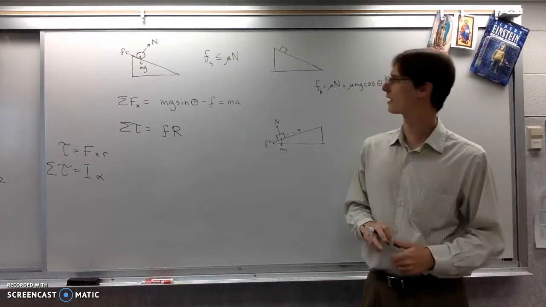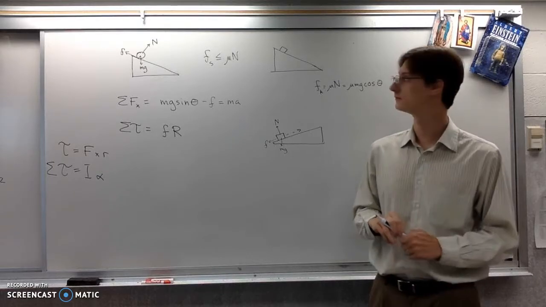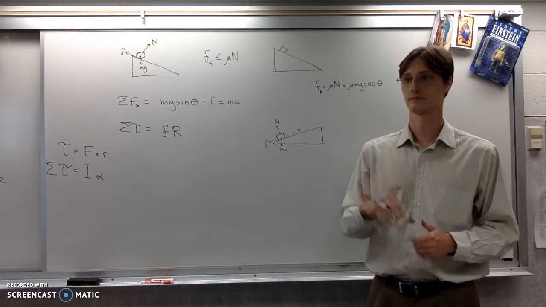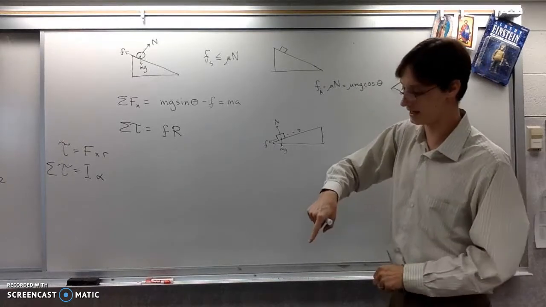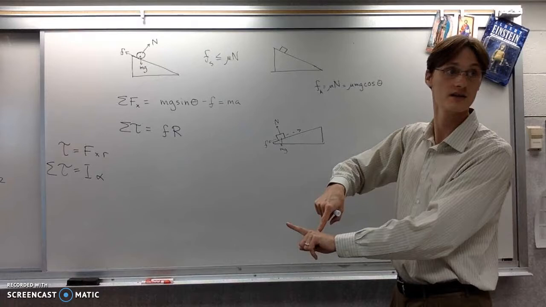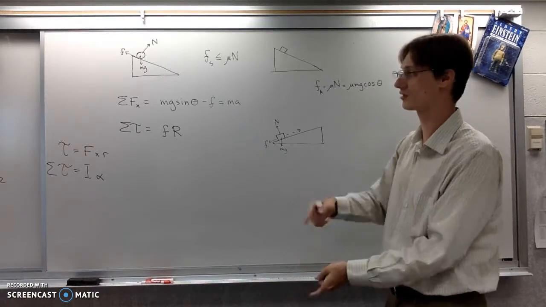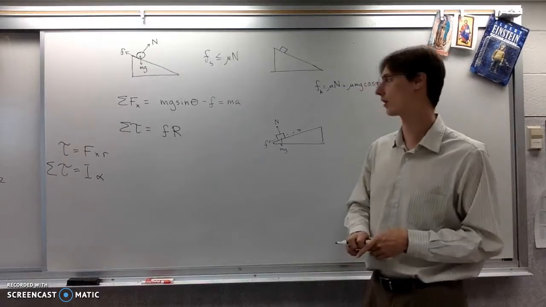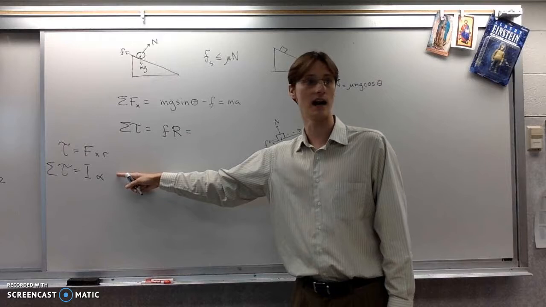Why do I not need to worry about the cross part? It's perpendicular, right? Radius, friction. So sine of 90 is 1. So we're good there. The torque would be just F r. Okay. And that equals I alpha.